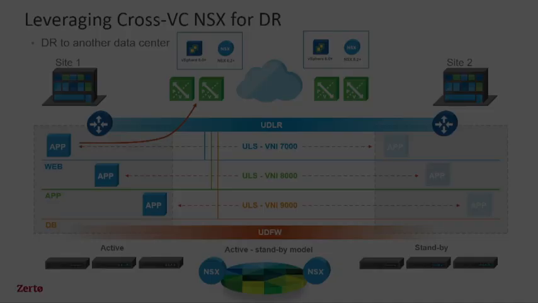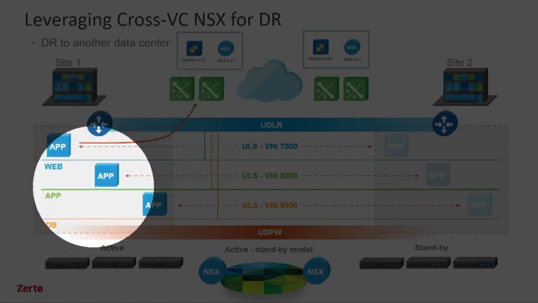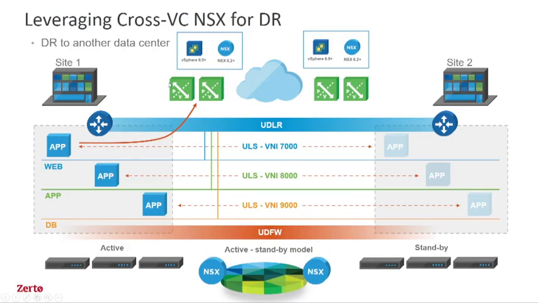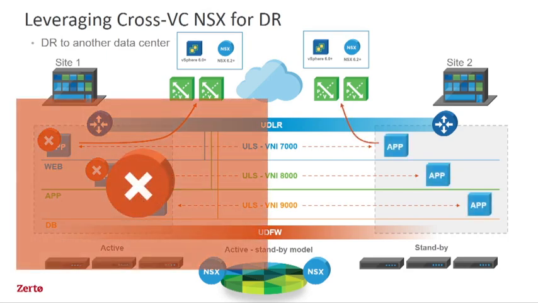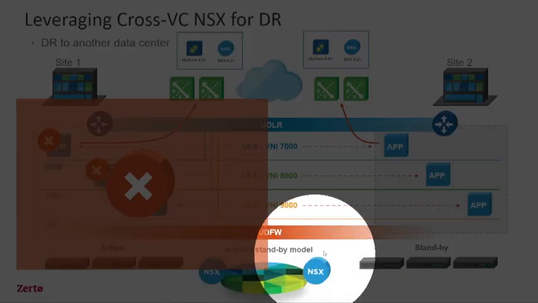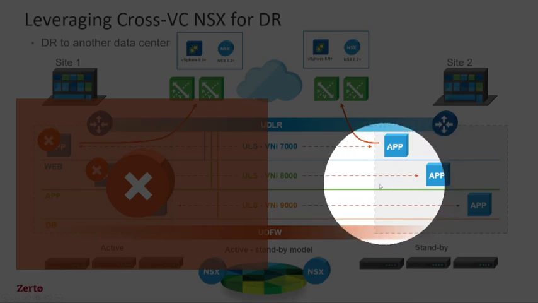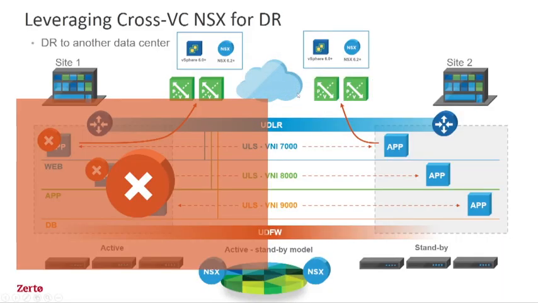So here I have my active application sitting at Site 1, and it's using the ESGs at Site 1 for north-south routing. And I'm controlling that using routing metrics. You can use OSPF, you can use BGP weight, and then you can use the corresponding routing metrics. So let's say this application fails or this entire site fails. Zerto will bring up the workloads at Site 2, and now I'll use the Site 2 ESGs.